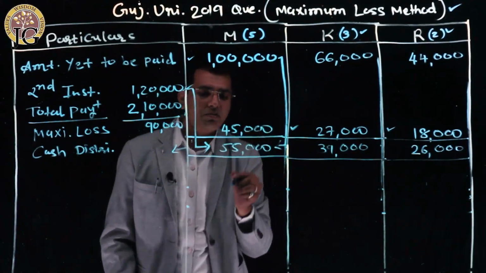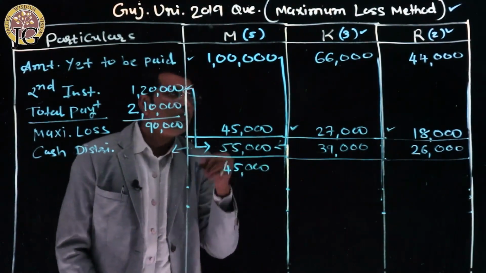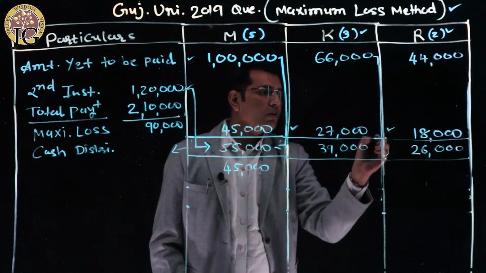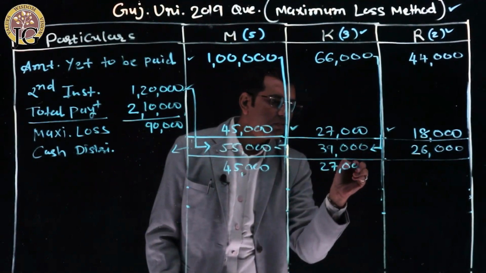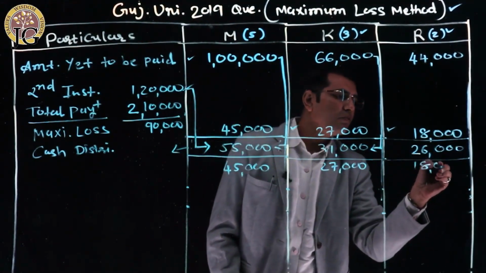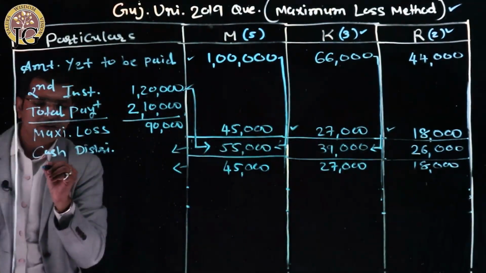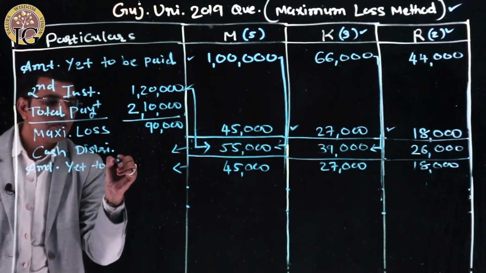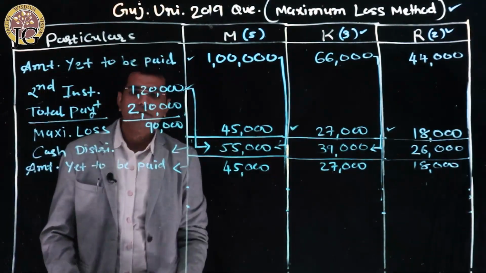So 1 lakh minus 55,000, that is 45,000, is yet to be paid to M. 66,000 minus 39,000, so 27,000 is yet to be paid to K, and 18,000 rupees is yet to be paid to R. So this I can write as amount yet to be paid, like before the second installment.